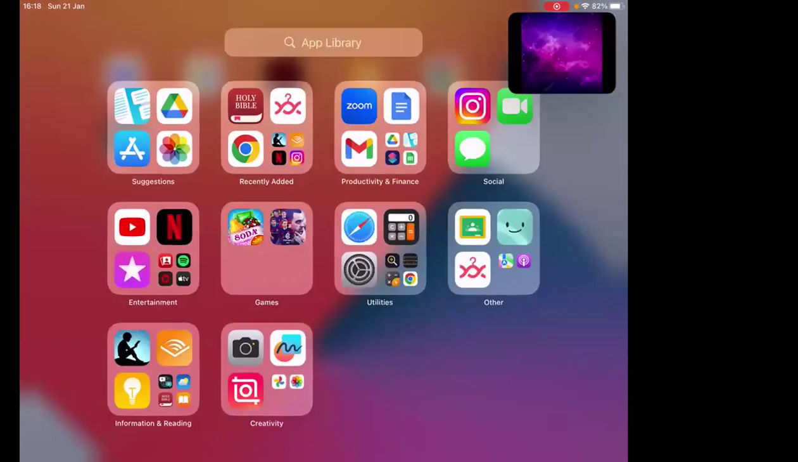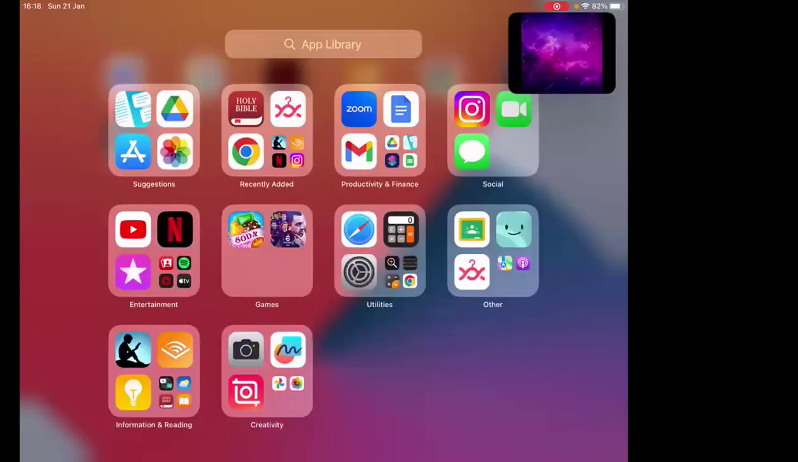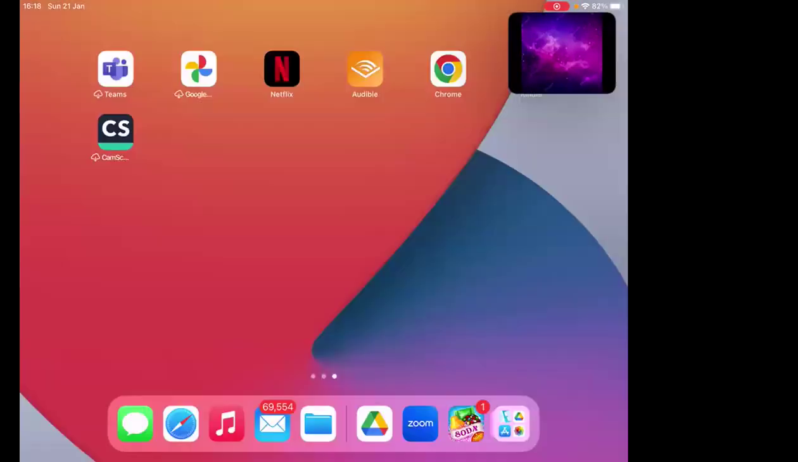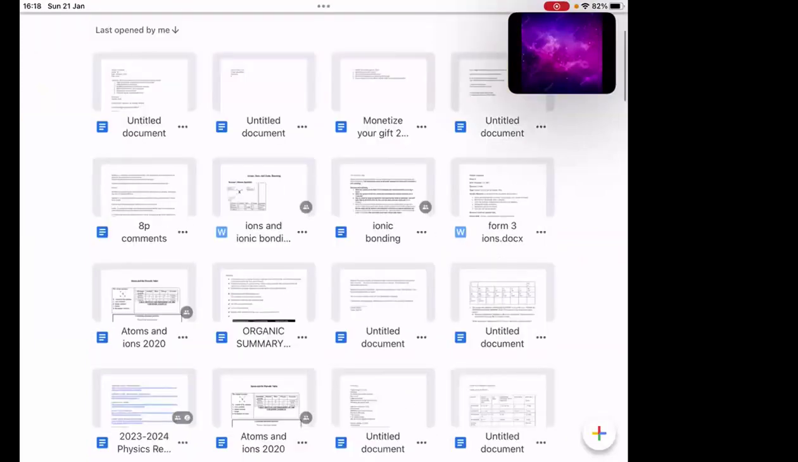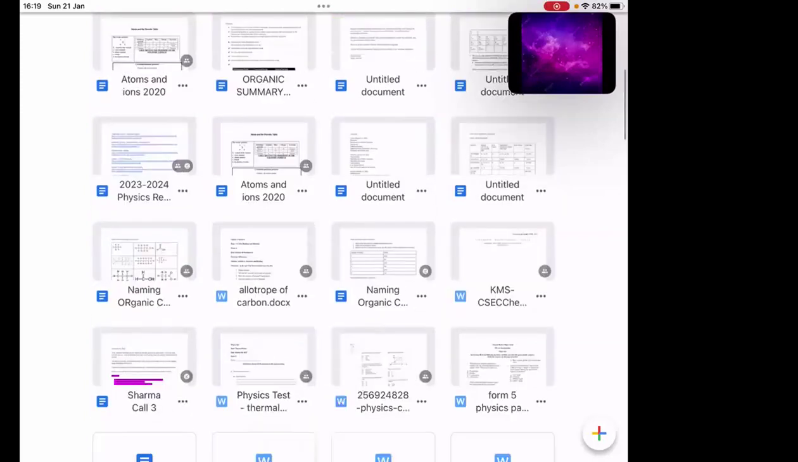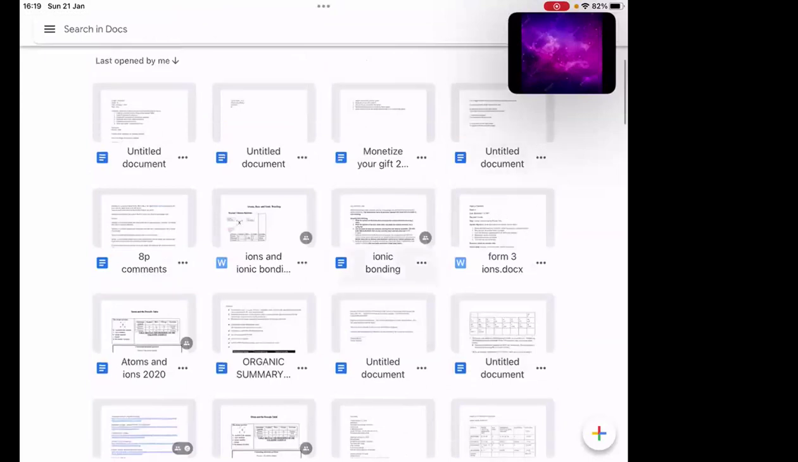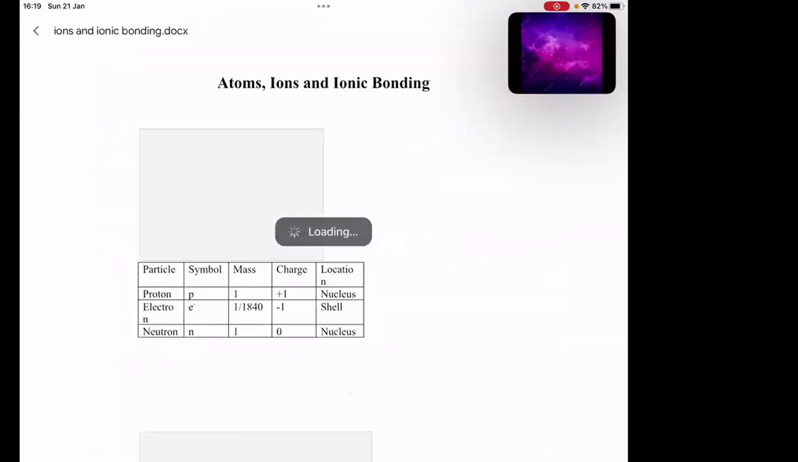So I go to my drive. Where is it? One minute. We had this document yesterday. Somebody asked me to share the handouts, but I did not. So I need to share this evening.